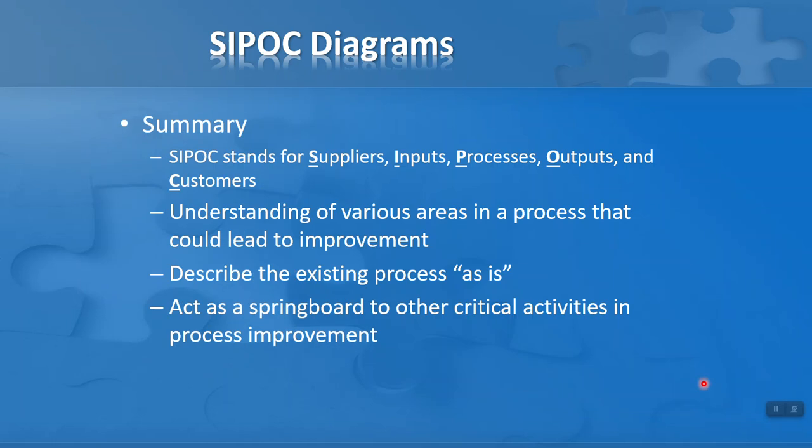So in summary, SIPOC stands for suppliers, inputs, processes, outputs, and customers. It's really useful for understanding the various areas in the process that could lead to improvement. It's great at describing the existing process as is. Remember, don't use it as a to-be one. And finally, it can and often does act as a springboard to other critical activities in process improvement. So that's how SIPOC diagrams are used as a problem-solving technique. I hope you found this video useful.